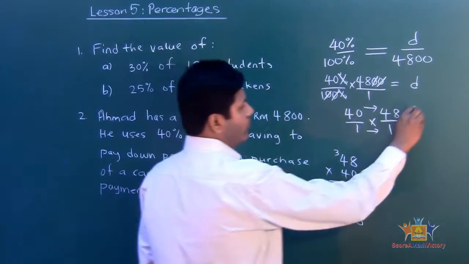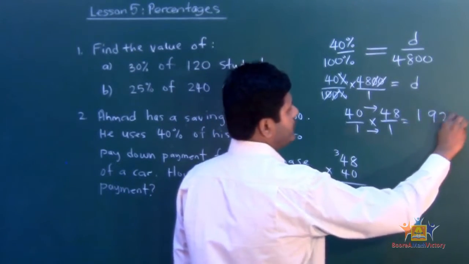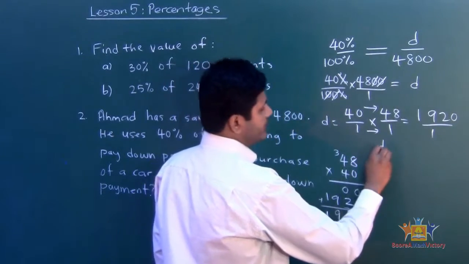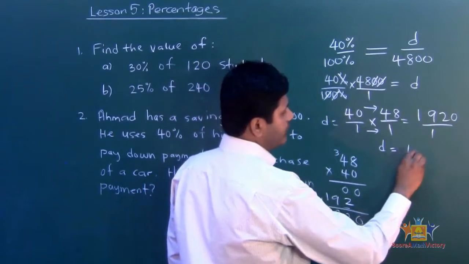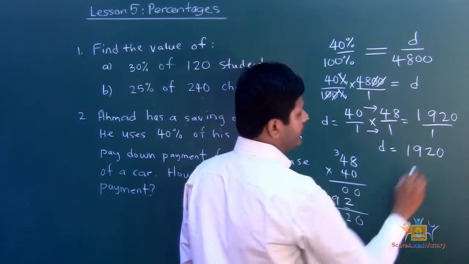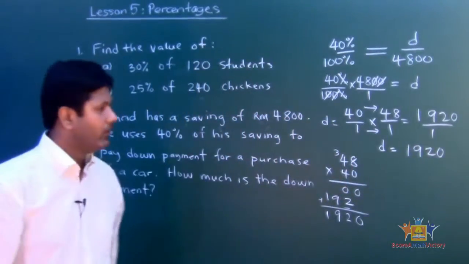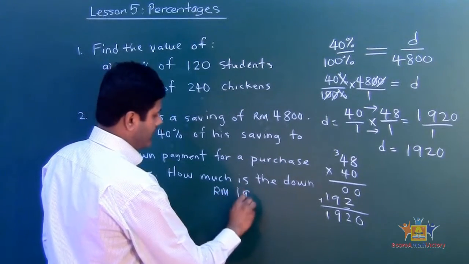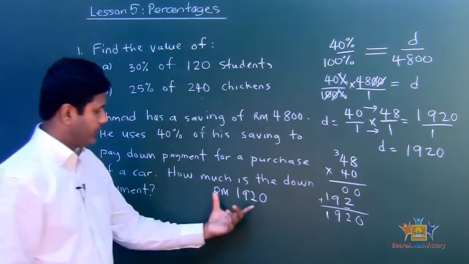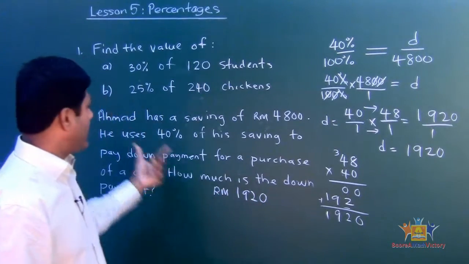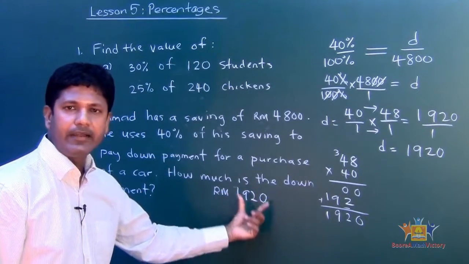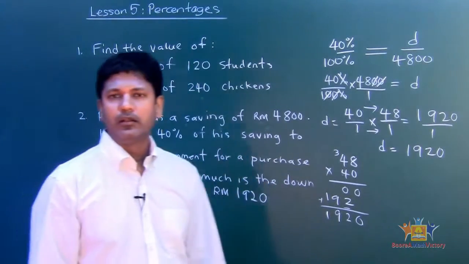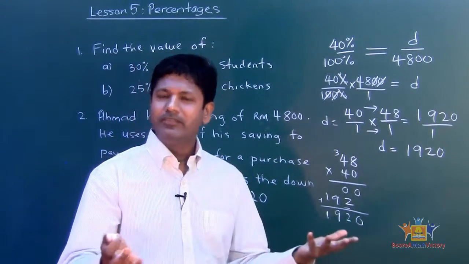0, 2, 9, 1. So that gives me 1,920 over 1. So D, the down payment, equals 1,920. And that's in ringgit. So my answer should be RM 1,920. Ahmad pays 1,920 ringgits as a down payment for a purchase of a car. See that? Pretty easy, isn't it?